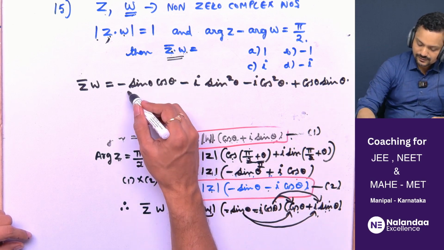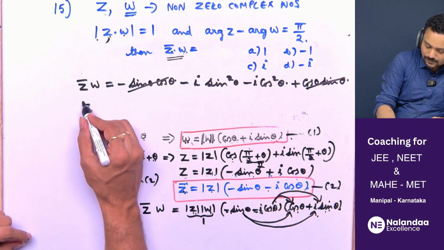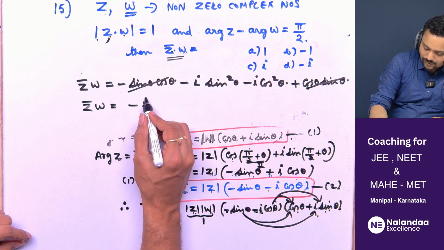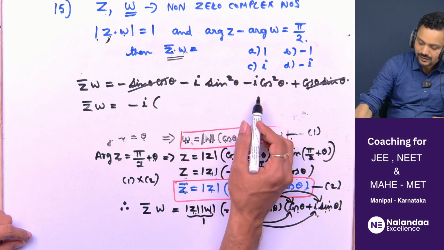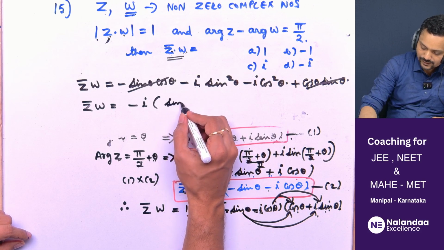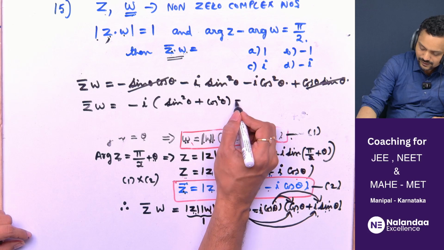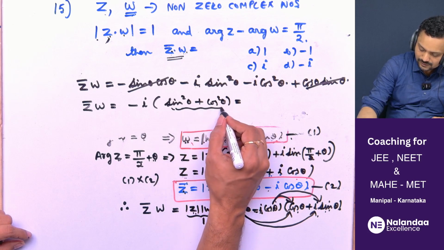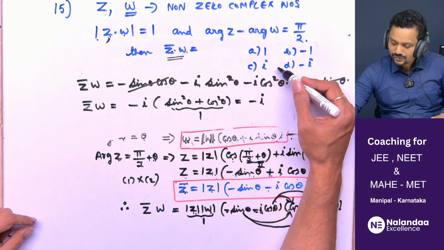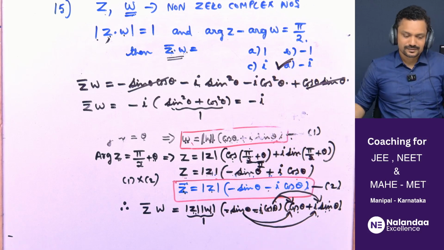So you can see that the first term cancels with the last term. So you will get z bar into omega equal to, if you take minus i common from here, minus i is the answer, correct. If you take minus i common, you will get sin square theta plus cos square theta, and since this is 1, the answer comes minus i. So option D, the fourth option, is the answer.